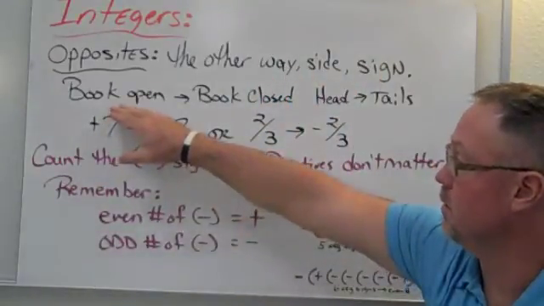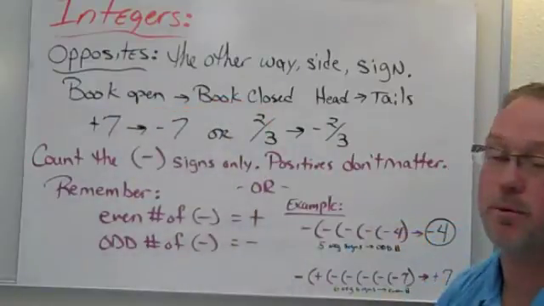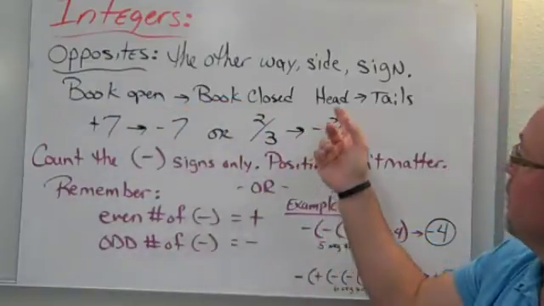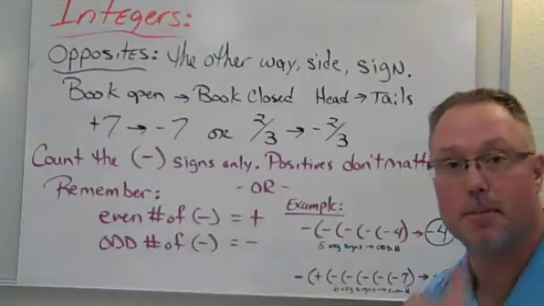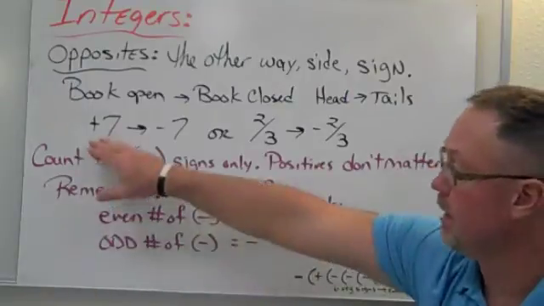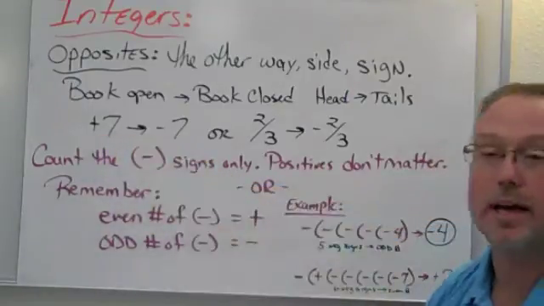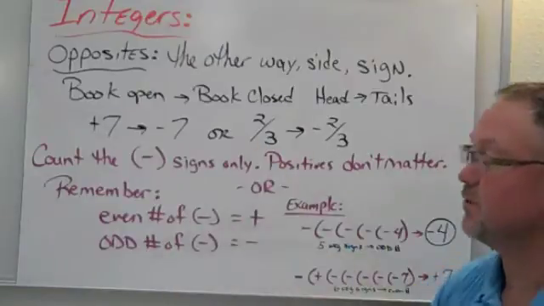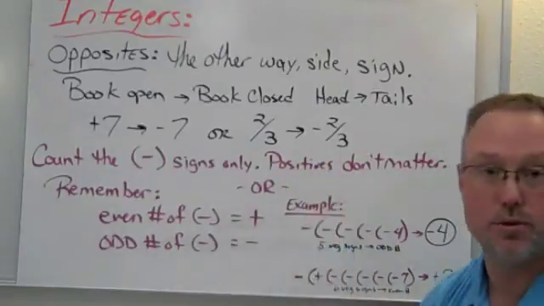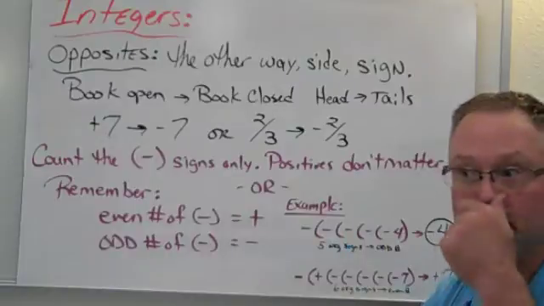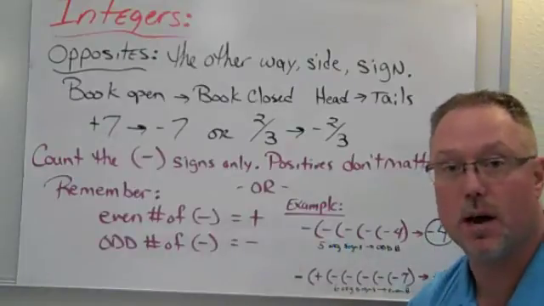So if a book is open, the opposite would be that we close the book. If you flip a coin heads, the opposite would be tails. If we have a positive 7, we'd have a negative 7. If we have a positive 2/3, we'd have a negative 2/3. So it's just the opposite of what we've been given. What is the opposite of that?